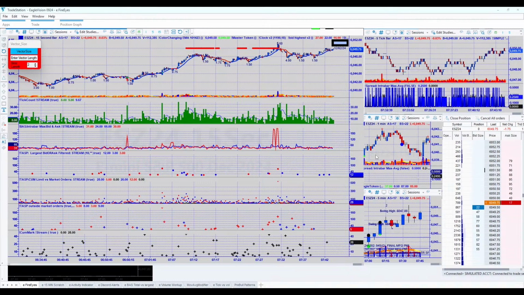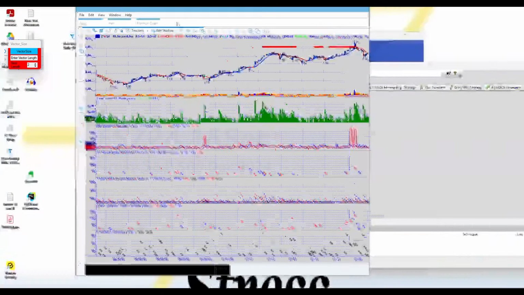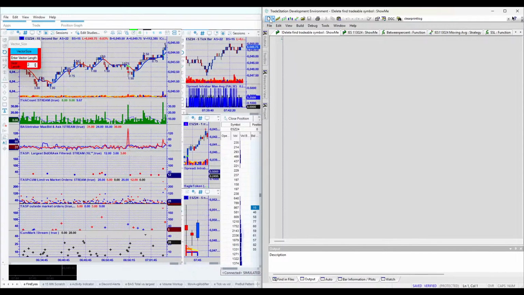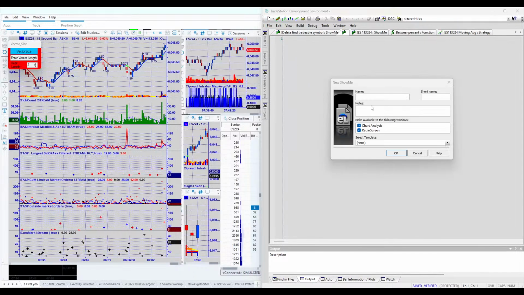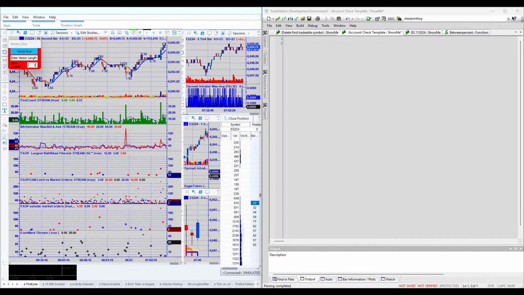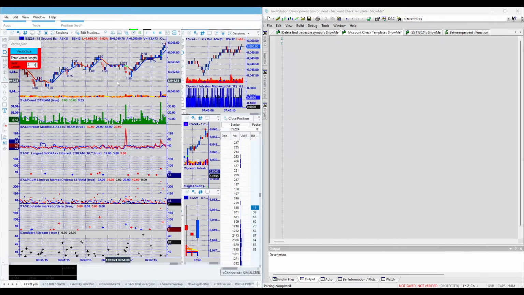So right now I'm on the simulated account. So let me go ahead and pull up one of the windows for programming. Okay, so let's do this as a show me. And then we're just going to call this account check template. All right, so account check template.